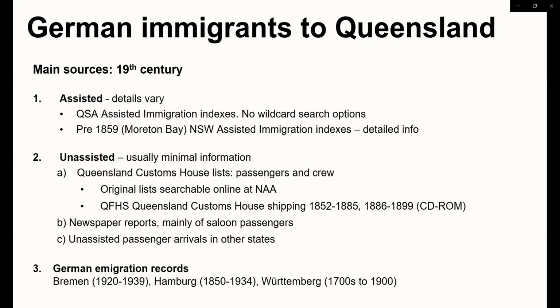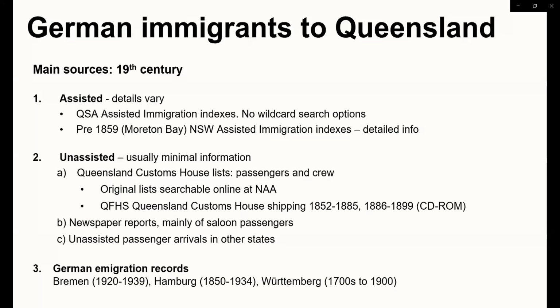While there are no official lists of unassisted arrivals to Queensland, there are various resources available to help trace ship names and dates. However, they usually contain only minimal information on individual migrants. The closest we have in Queensland to official records of unassisted immigrants are the Queensland Custom House lists of passengers and crew. The original lists are held at State Archives of Australia. As with most records of unassisted arrivals, details provided are minimal.